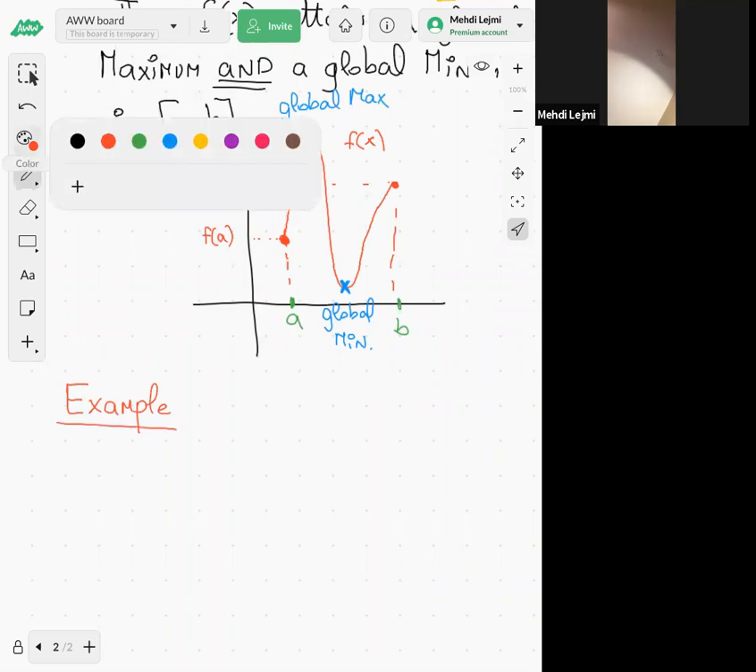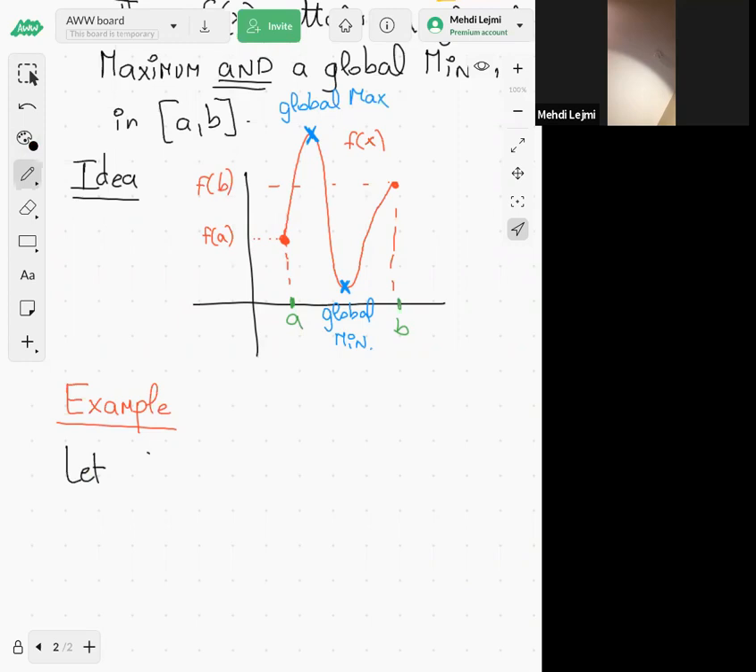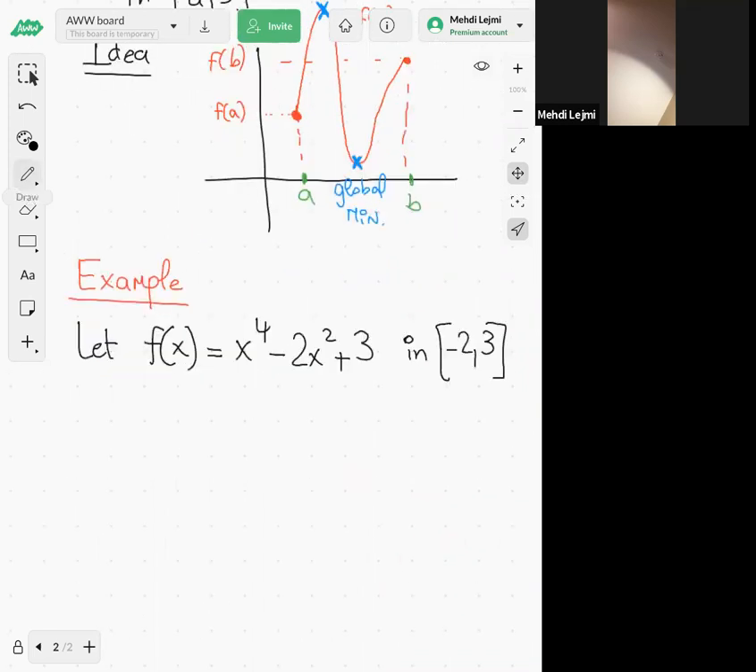So let's say f of x is equal to, so I'm going to take a polynomial. So let's say it's x fourth minus 2x squared plus 3, all right? In the interval, let's say -2, 3. Okay, so I have this function f, which is a polynomial, and because it's a polynomial, it's going to be continuous on the interval -2, 3, right?